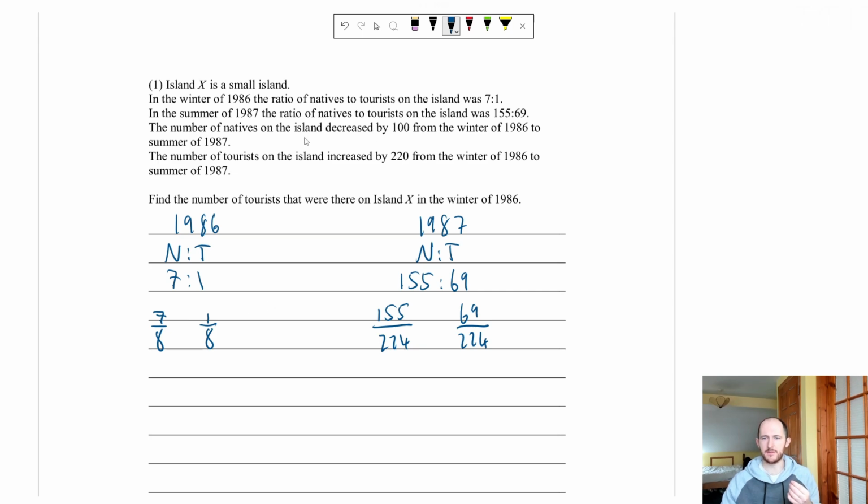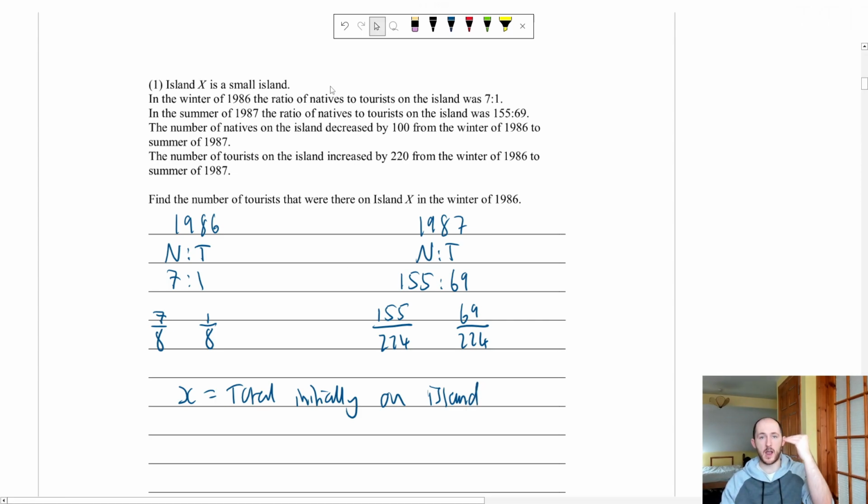So if I'm looking at this, they give us information about the number of natives and also the number of tourists. So what I'm thinking is, since we're using island X, let's just say X is the total number of people. Total, it would have to be initially on the island. Okay, and I've got a feeling I know what to do now. So what do I mean by that? We don't know how many people we start off with on the island, so I'm going to say it's X. So that's the total number of people that are initially, in 1986, on the island, right? So right here, in total, that makes X people.